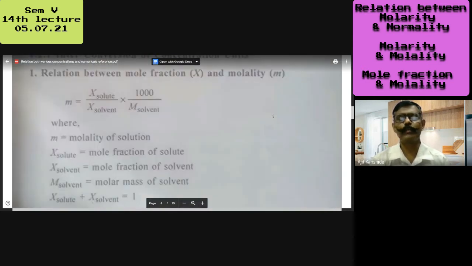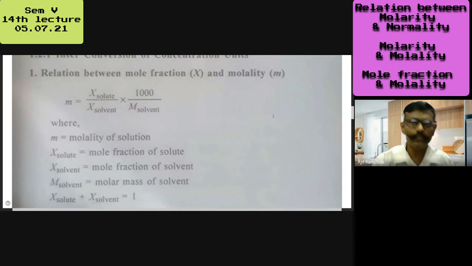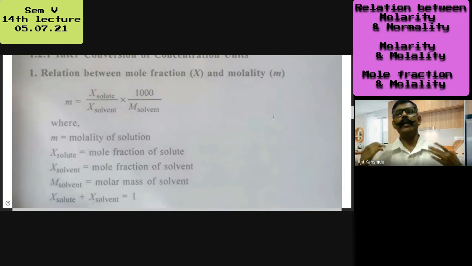See, this is relation number 1. Relation between mole fraction, that is x they are considering, and molality, that is small m. That small m is equal to the mole fraction of solute divided by mole fraction of solvent into 1000 divided by molar mass of the solvent. That M is the molar mass of the solvent.